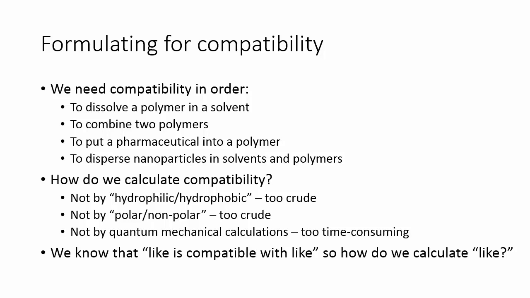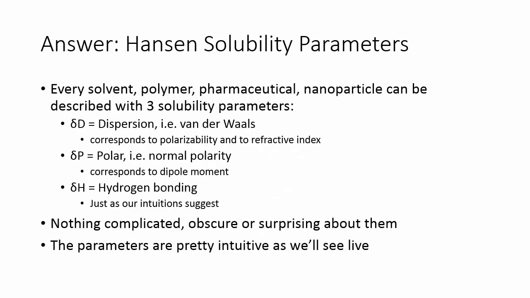Well, too often we use crude ideas like hydrophilic, hydrophobic, polar and non-polar. You just can't calculate with those. You can do quantum mechanical calculations, but that's too time consuming for most of us. So we know that like is compatible with like, so how do we calculate like? The answer for many of us, and it's worked for 45 years, is to use Hansen solubility parameters.